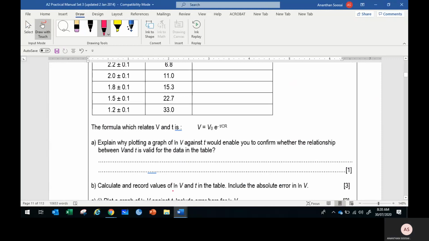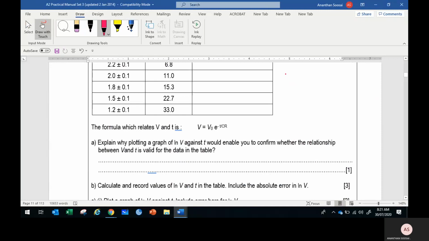Okay, let's scroll down. The first question. What's your answer? Use your linear law to explain this. Explain why plotting a graph of ln V against t would enable you to confirm whether the relationship between V and t is valid for the data in the table. So what you have to tell is, by plotting ln V versus t, what is the gradient, what is the intercept, which would enable us to confirm the relation. So it's linear law.